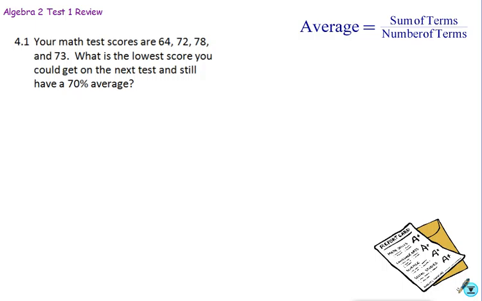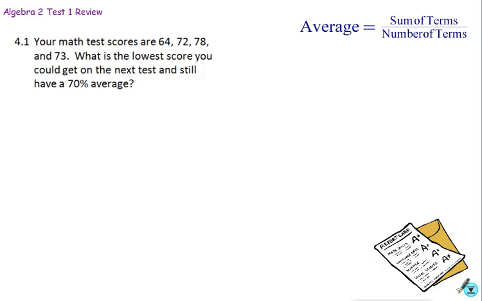So a lot of times this comes up towards the end of the semester, with final exams, for instance, and a lot of students will ask, well, what's the lowest score that I could get and still end up with a B, or if I fail the final, what would my grade be? So that's kind of the calculation that we're making here.